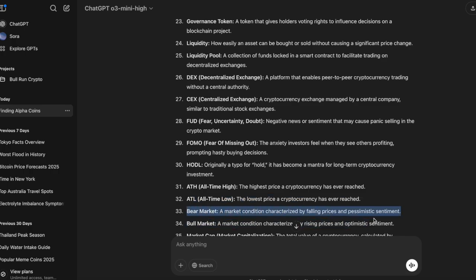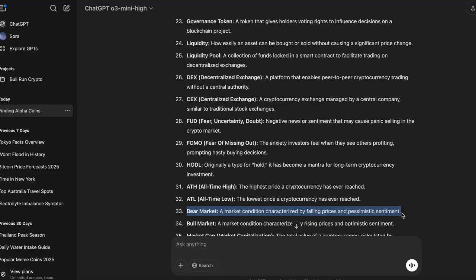Bear market, a market condition characterized by falling prices and pessimistic sentiment. So when they say the bears are in the woods, that means the bear is there lurking, which means lower prices are coming and staying there.